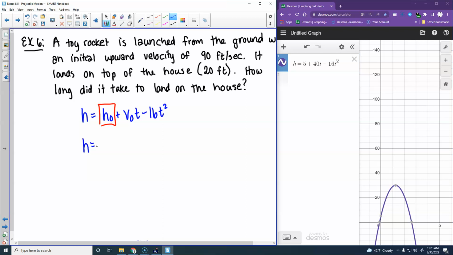It's not 20. That's where it lands. That's where it ends up. Initial means at the beginning. It's not 90. It's 0. Why? It's on the ground. You're launching it from the ground.